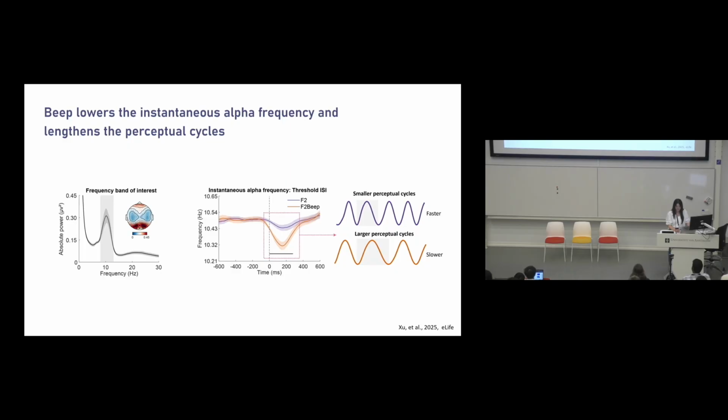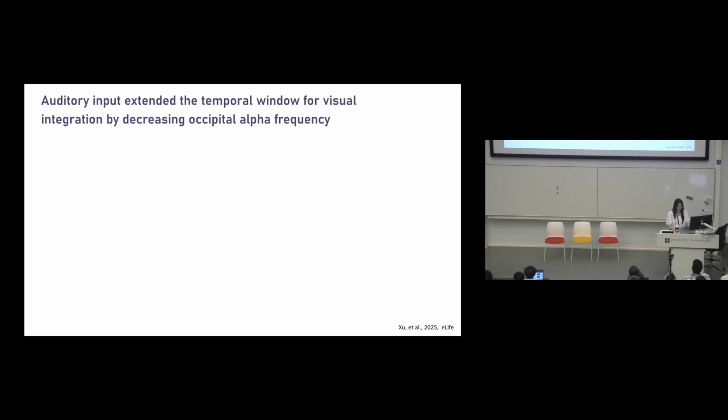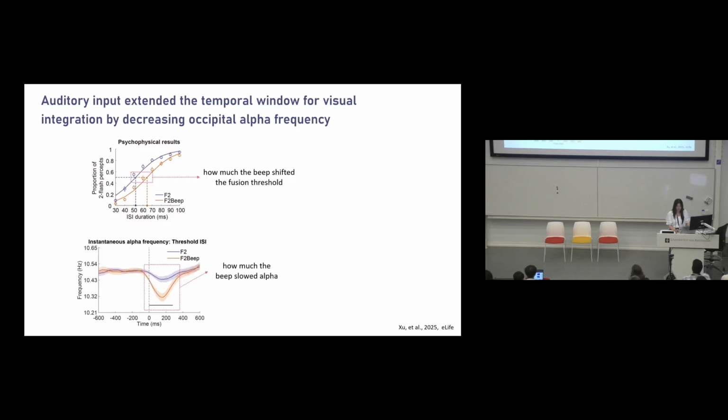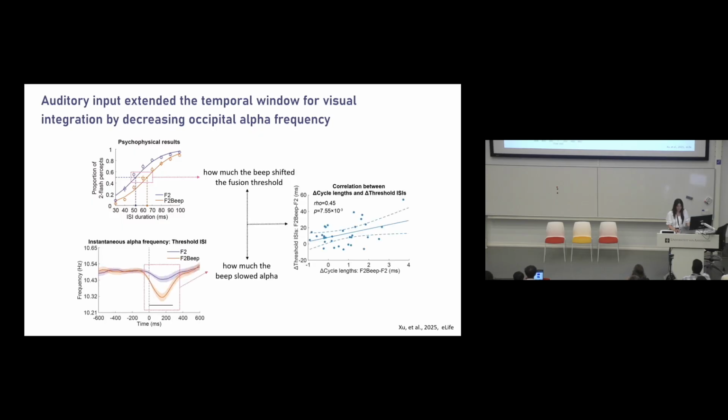All of these results lead us to a question. If the beep indeed extends the temporal window, it might do so by extending the perceptual cycles. So in the following analysis, we checked how much the beep shifts the fusion threshold versus how much the beep slows the alpha. We found a positive correlation between the two metrics, which means that the more the beep extends the perceptual cycles, the more it pushes the fusion window wider.